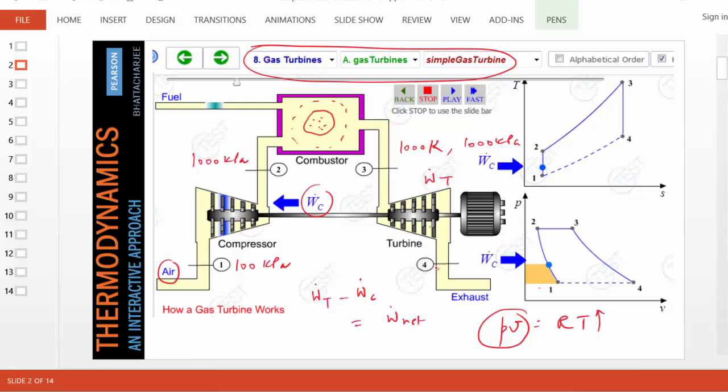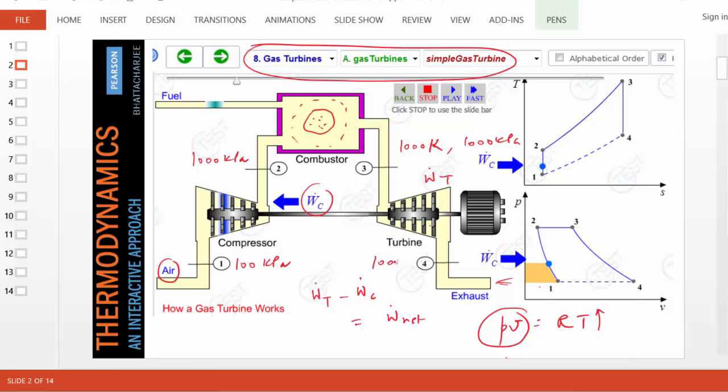At the turbine exhaust, the gas is thrown back into the atmosphere. So the pressure here at state 4 is again 100 kPa. So the turbine operates over the same pressure difference, 1000 kPa to 100 kPa, as the compressor operates, 100 kPa to 1000 kPa. So a question can be raised: shouldn't the turbine work be exactly equal to the compressor work?